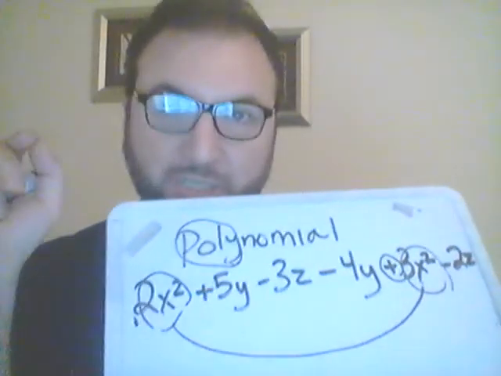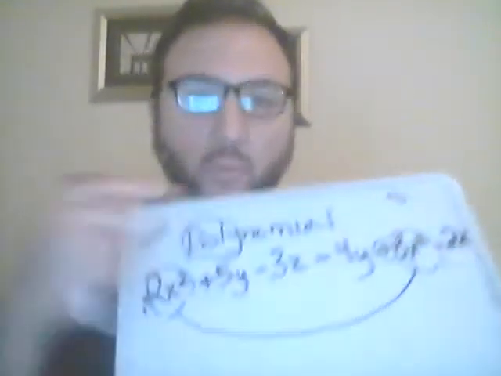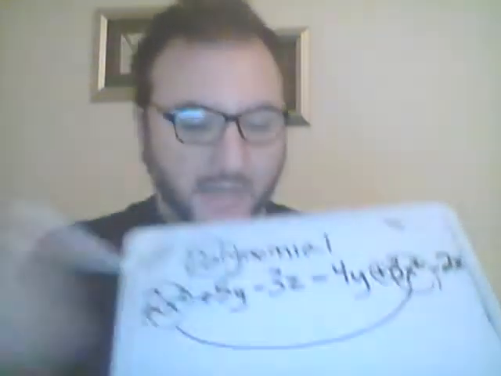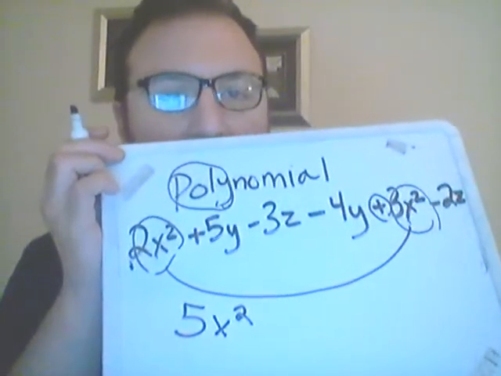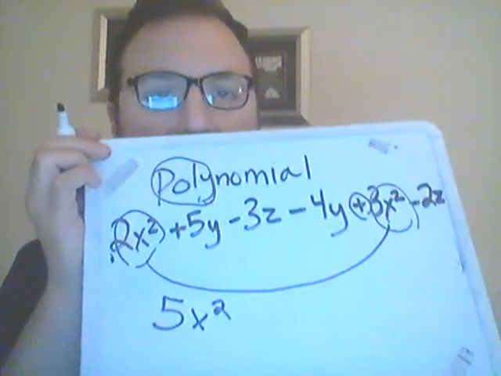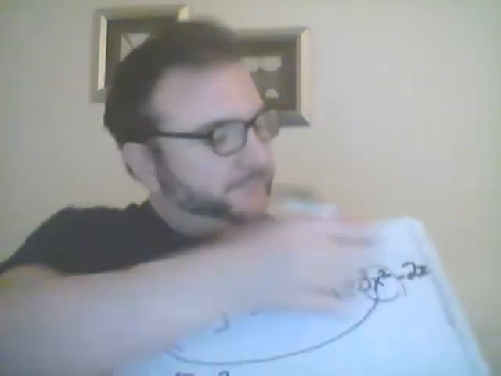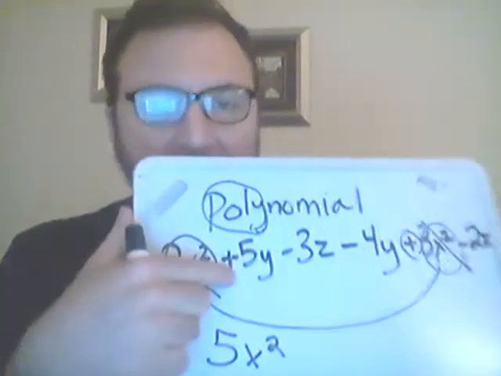All you have to do is change the number. So you can add 2 plus 3. What's 2 plus 3? 5, right? And I just put the x squared next to it. And there you go. Okay? So these are done. Now I move on to the next term.